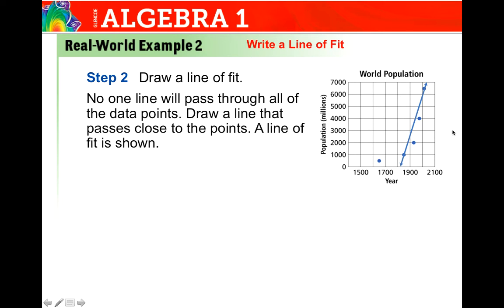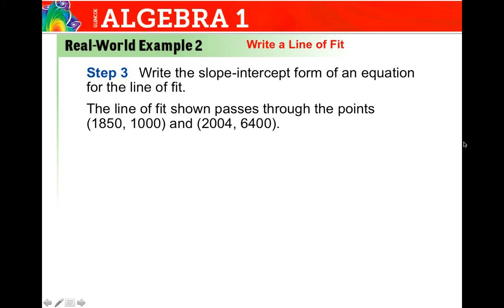The next part is to write the slope-intercept form of an equation. So we can pick the 2 points that this passes through. It happens to pass through (1850, 1000) and (2004, 6400). And those were based also on our table, so we were able to identify exactly which those were without having to estimate on our graph. So we will use those 2 points to draw that line of fit.